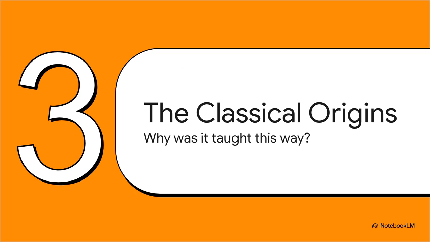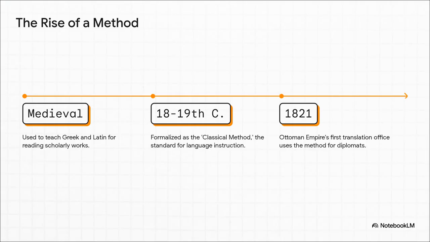To really get why it was taught this way, we have to look at where it came from. So the roots of this thing go way, way back to medieval Europe. Back then, Latin and Greek were the languages of scholarship. The goal wasn't to order a coffee in Athens. It was to read the works of philosophers and scientists.